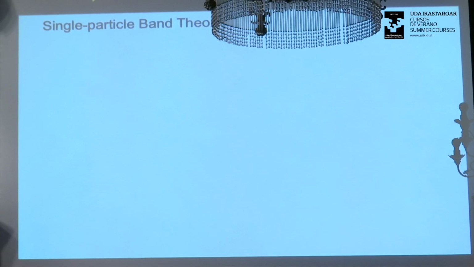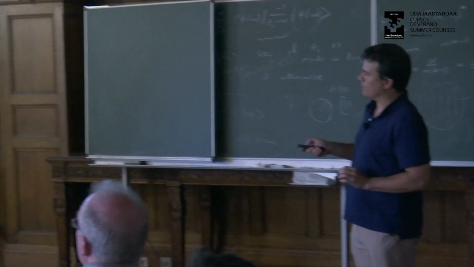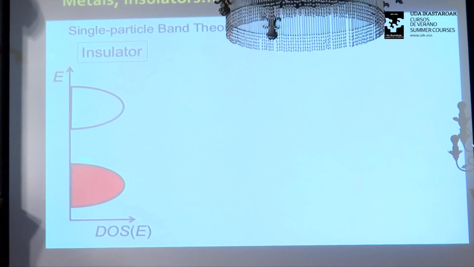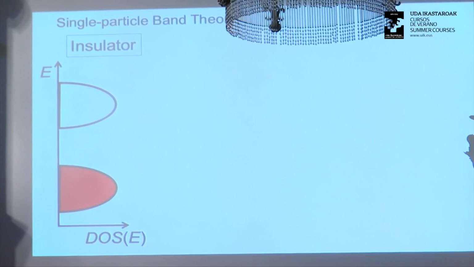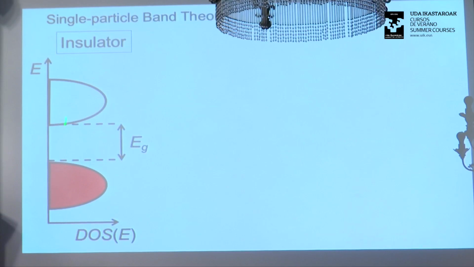If you take single particle band theory, you can have essentially two types of behavior. One is an insulator. If you plot the density of states versus energy, here you have one band, here you have another band, and there's a gap in between. If you have this band completely occupied, filled with electrons, and the next band completely empty of electrons, then the system is an insulator with an energy gap given by the separation between these two bands.